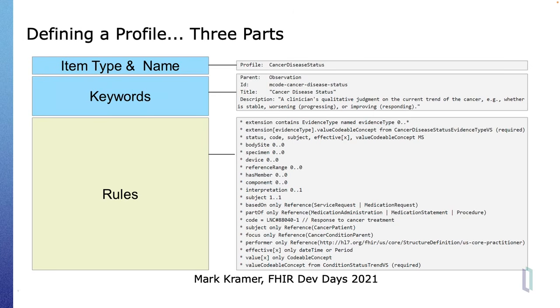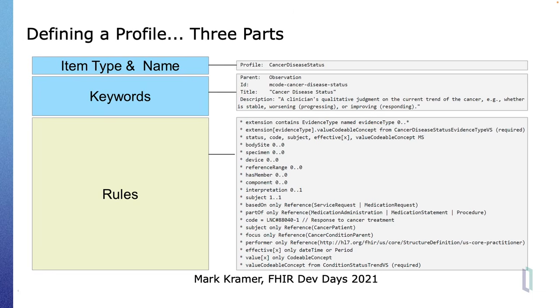Now here are the parts of a profile, the three parts. The first section is the declarations section. Declarations are always the first statement in an FSH item. There are 11 declarations in FSH. Frequently used declarations that we'll be using include profile, extension, value set, and instance.